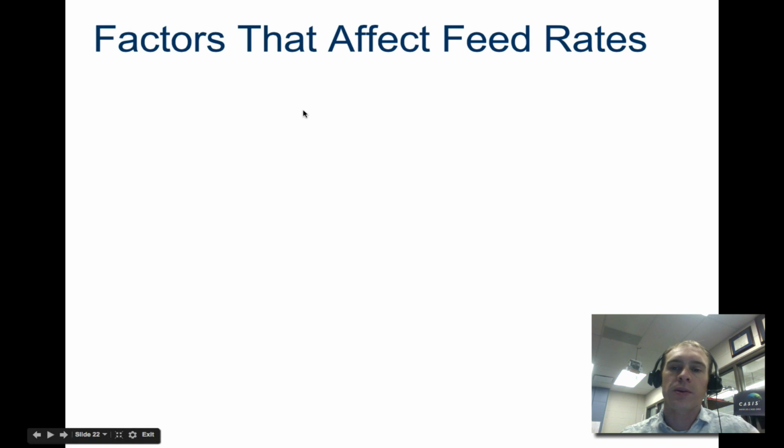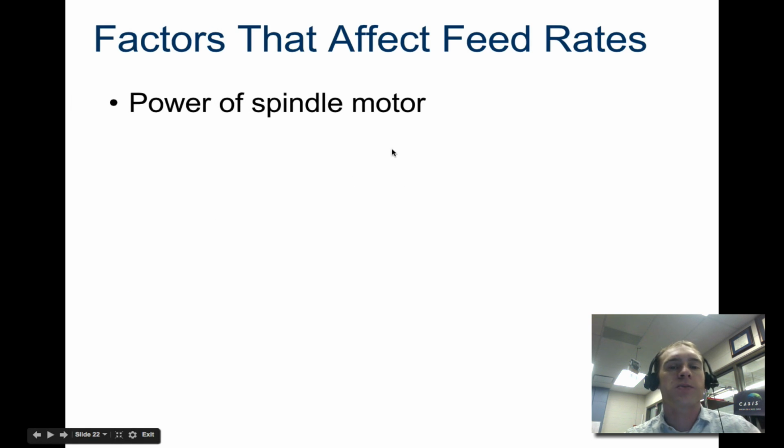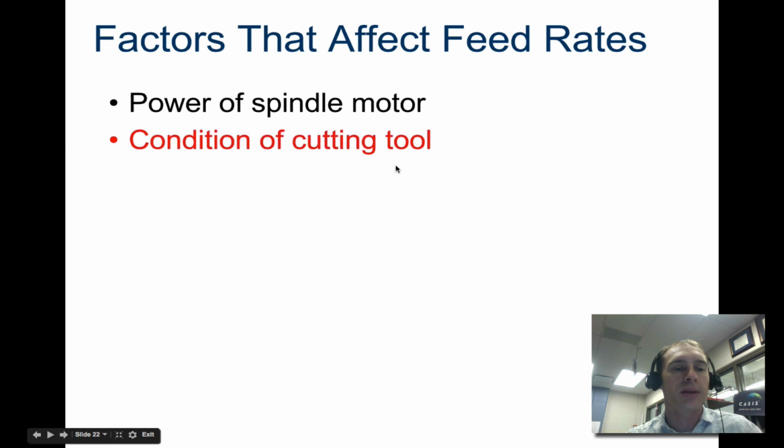So here are some factors that would affect feed rates. The power of the spindle motor. Ours is moderately powerful. Condition of the cutting tool. If the cutting tool is really dull, then it's not going to cut as well, so you might have to have a higher spindle speed. We have really sharp tools, so we don't have to worry about that.